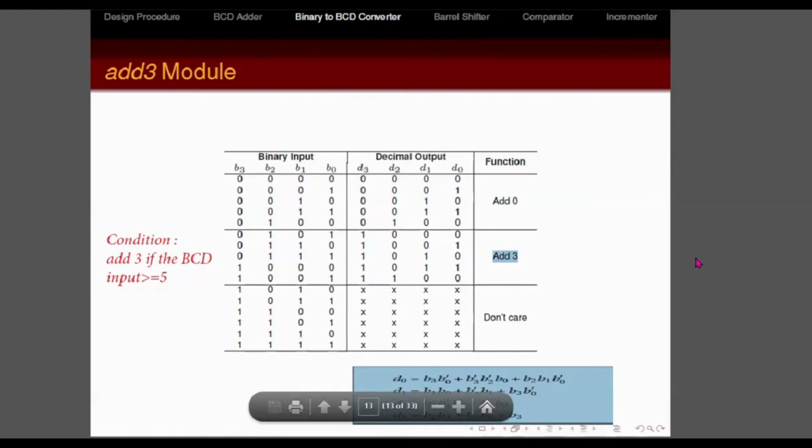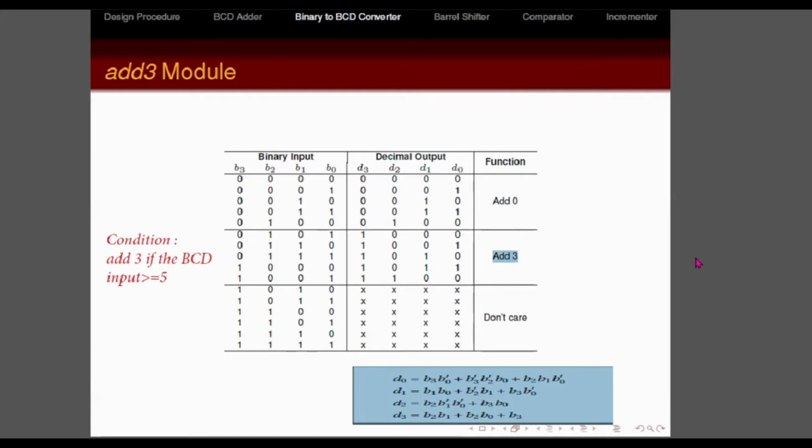Now, if you look at it, you have D3, D2, D1, and D0 that you need to derive. So in normal digital design, you do a K-map for D3, D2, D1, and D0, and you will come up with D0 equal to B3 bar B2 bar B0 plus B2 B1 B0 bar. And this equation is actually in your textbook, but the textbook doesn't show how you got it.